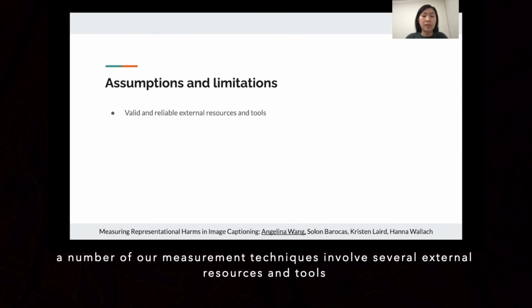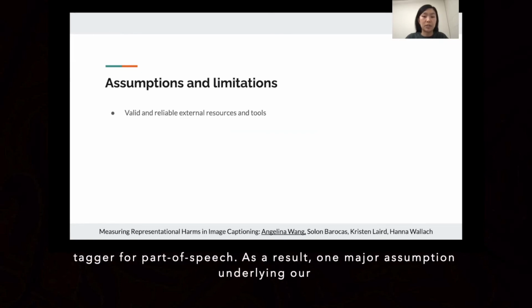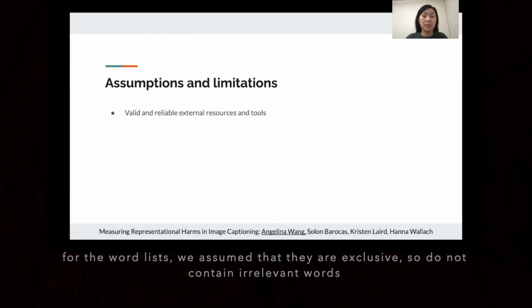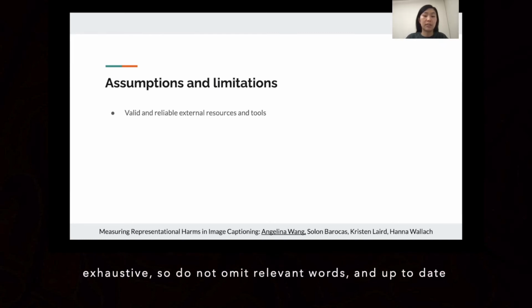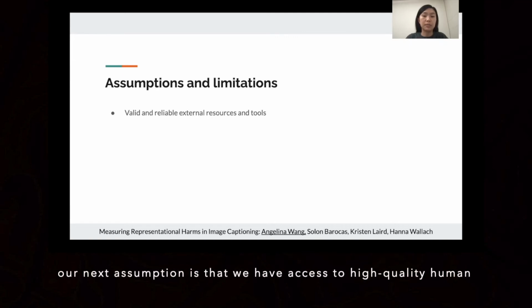First, a number of our measurement techniques involve several external resources and tools, such as word lists for non-imageable words like vegetarian and an automated tagger for part of speech. As a result, one major assumption underlying our approach is that these resources and tools are themselves valid and reliable. For the word lists, we assume that they are exclusive, so do not contain irrelevant words, exhaustive, so do not omit relevant words, and up to date. In practice, though, language is continuously evolving, so these assumptions likely do not hold.